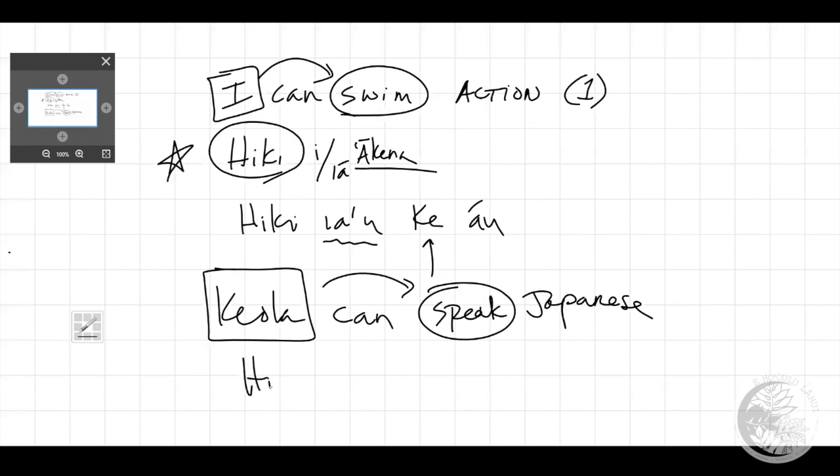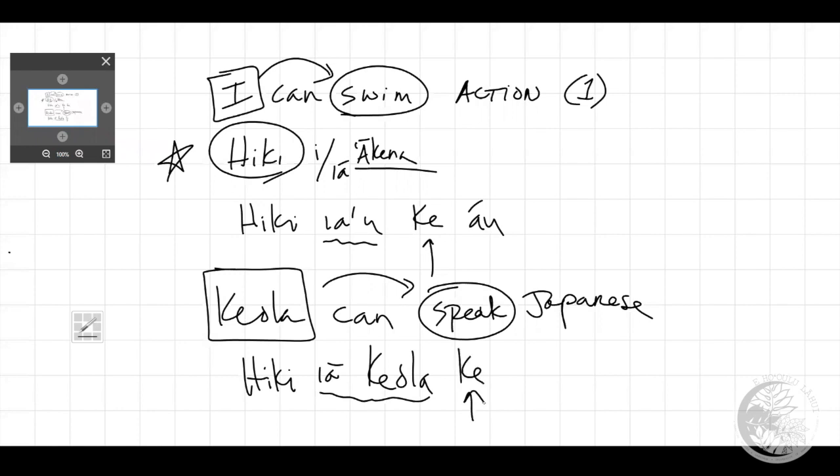Hiki, and of course, because Keola is a name, it's not Hiki i Keola, Hiki ya Keola. It's possible to Keola. It's capable to Keola. To do what? Okay. Yeah, that's that. Okay.